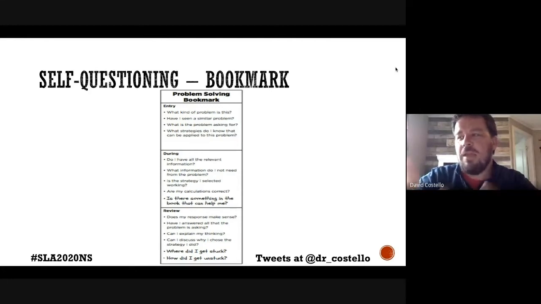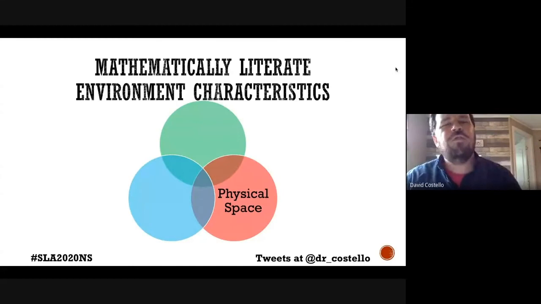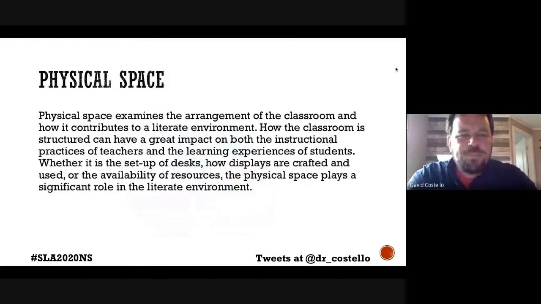And the last space, so we went through the instructional space from the perspective of the teacher. We went through the thinking space from the perspective of the student in relation to problem solving. Now we're going to get into the physical space. So the physical space examines the arrangement of the classroom and how it contributes to a literate environment.